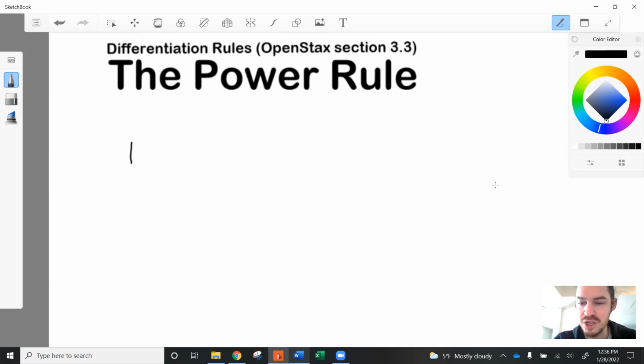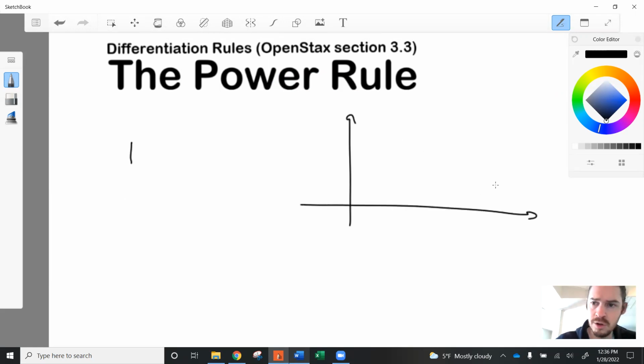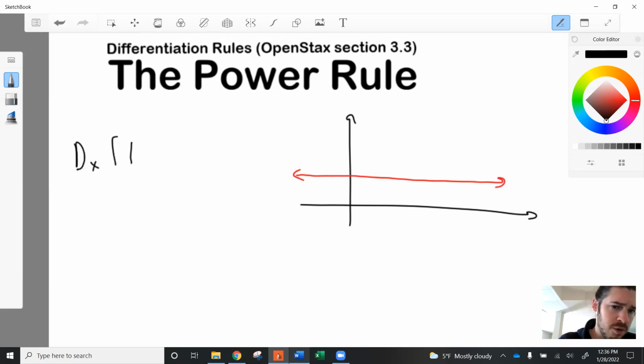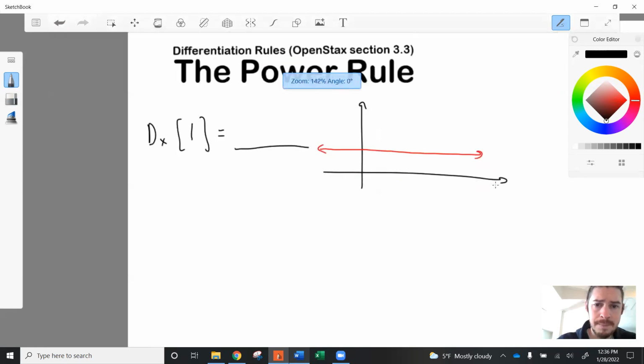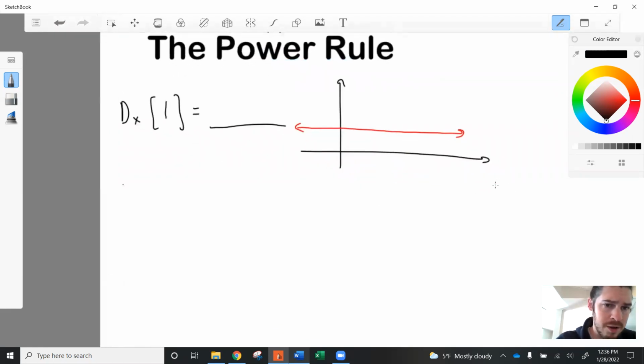The constant function 1. If you draw a graph of it, it looks like this. It's a horizontal line. So let's ask the question, what's the derivative of 1? I want to fill in that blank right there. What's that going to be? Well, in order to figure that out, we might want to look at the limit of the difference quotient.